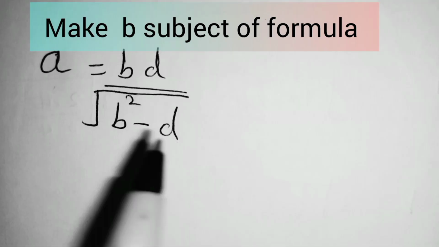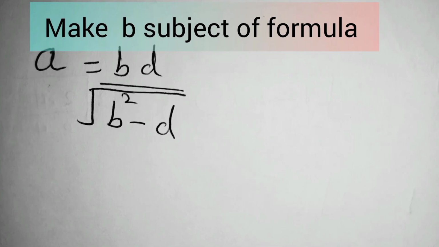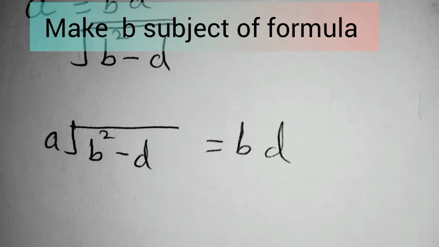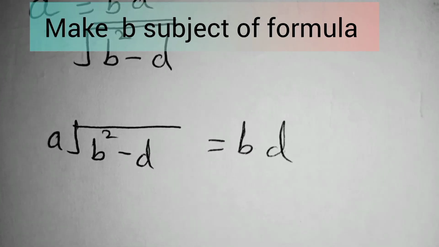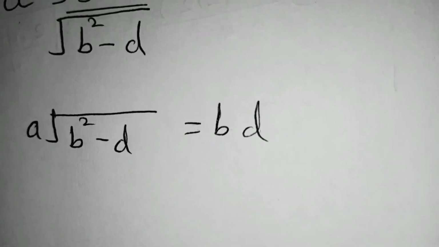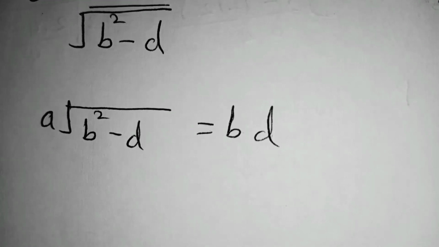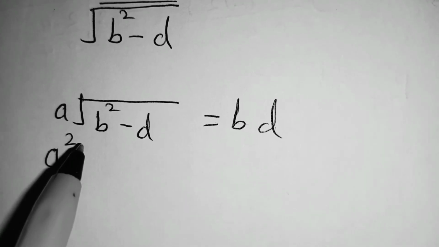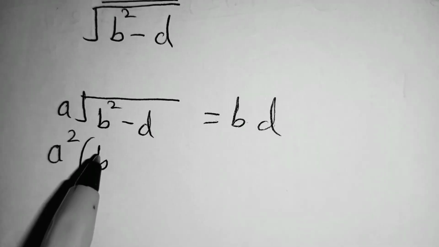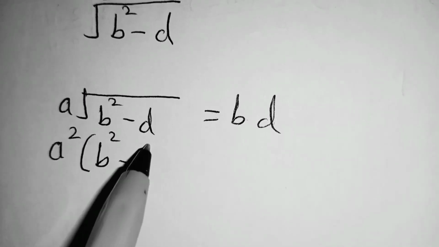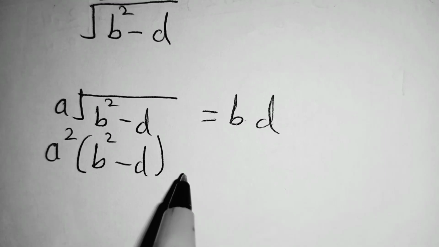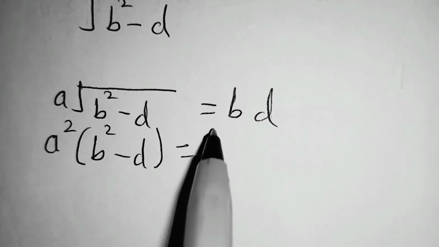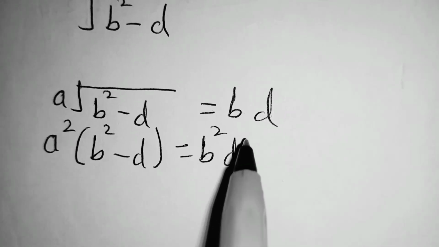d. So the first thing you can do is to multiply by the denominator so that you obtain a multiplied by square root of b squared minus d is equal to bd. Then you can square throughout so that you will have a squared, square root of b squared minus d, it will be b squared minus d. When you square b, it will be b squared. When you square d, it will be d squared.